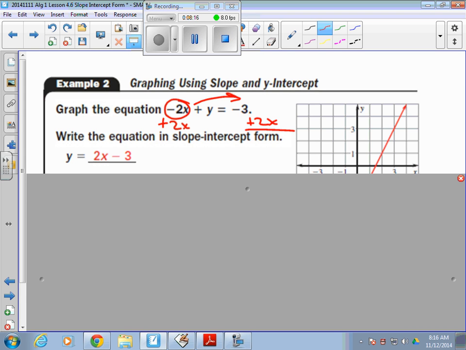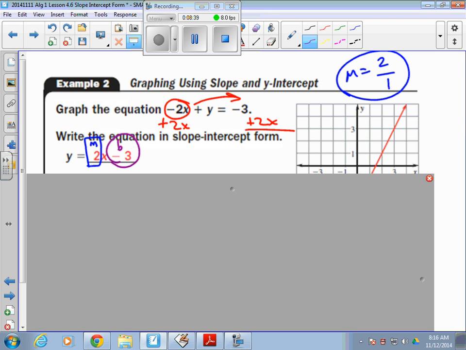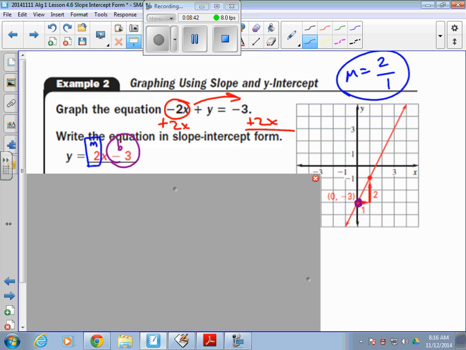Put the mx first. So identify what is your slope. In this case, your slope is 2. Remember, all slopes are fractions. It's rise over run. So if there's no number to put it over, if it's not already a fraction, put it over 1. Your y-intercept, your b value is negative 3. B tells you where to begin. So you begin at negative 3. On your y-axis, you begin at negative 3.